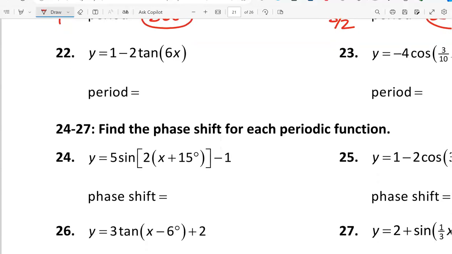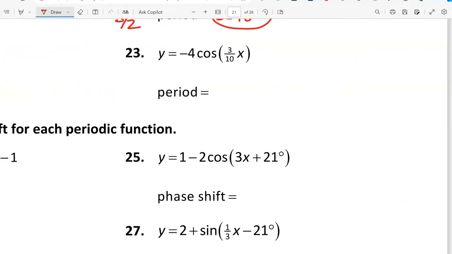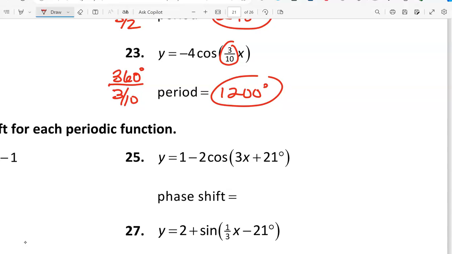For number 22, this is a tangent function, so be careful. The period is 180 degrees divided by the coefficient of x, which is 6, so the period here is 30 degrees. For number 23, the period is 360 because we're working with a cosine function, divided by the coefficient of x, 3/10, which is 360 times 10/3, which is 1200 degrees.